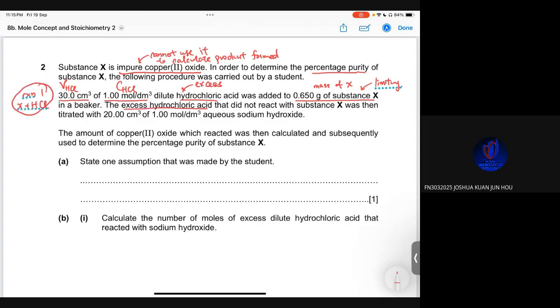Reaction one. There is a reaction two happening. What is reaction two? They say the excess hydrochloric acid, whatever HCl that did not react. So I got reaction two over here. Whatever leftover HCl that did not react, they then titrate it with 20 cm³ of 1.00 mol/dm³ of sodium hydroxide. So this is the volume of sodium hydroxide. This is the concentration of sodium hydroxide. Okay? So reaction two is actually the leftover HCl plus sodium hydroxide. This is reaction two.